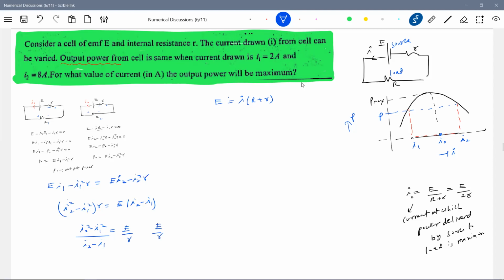E by R is I1 plus I2. So we know I1 plus I2 is how much? 10. 2 plus 8, 10. But I naught is how much? E by 2R. So therefore 1 by 2 into E by R.